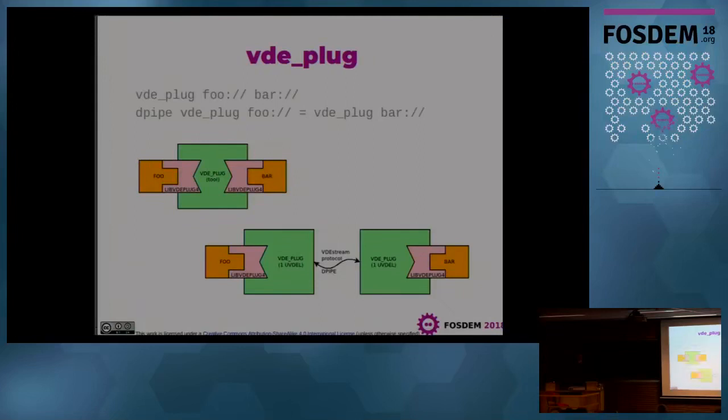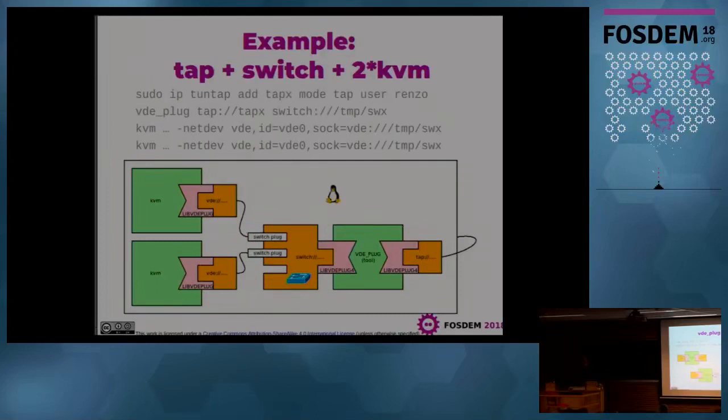But I think it's nicer to see examples, because an example is worth much more than a thousand words. So, okay, look at this architecture. I wanted to connect two KVM machines to a single tap. So I create a tap and I assign this tap to a user so that this will be the only command needing root access.